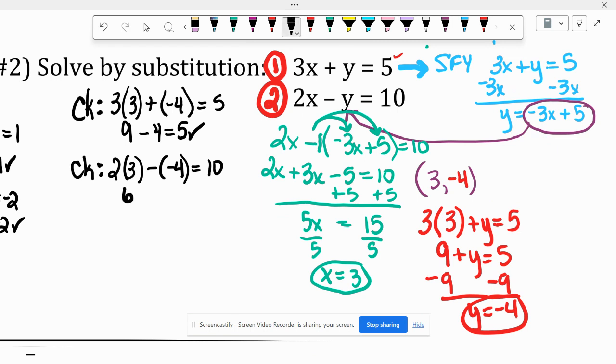2 times 3 is 6. A negative times a negative is a positive. 4 equals 10. Is 6 plus 4 10? Yes, it is. So this is what I'm looking for in a solution. I need to have this, and I need to have this, right? Got to have the check.